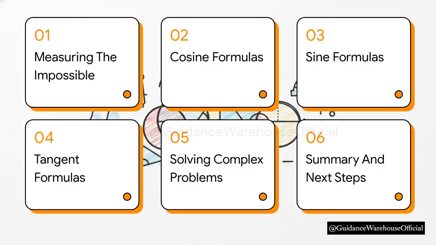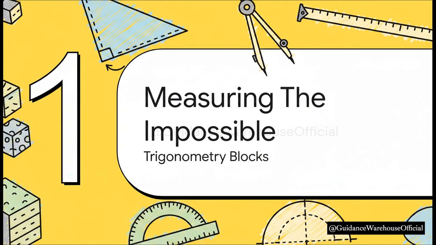Here's our roadmap for today. We'll start with measuring the impossible, then cover cosine sum and difference, sine sum and difference, tangent sum and difference, solving complex trig problems, and wrap it all up with a summary and next steps. All right, let's dive right into Section 1, Measuring the Impossible, the building blocks of trigonometry.